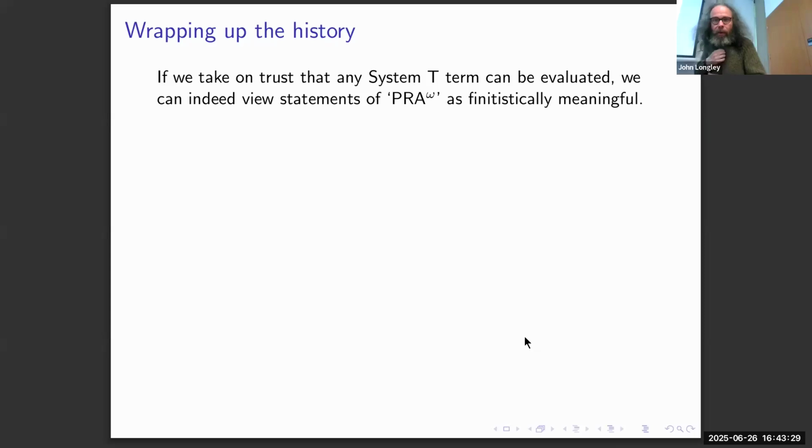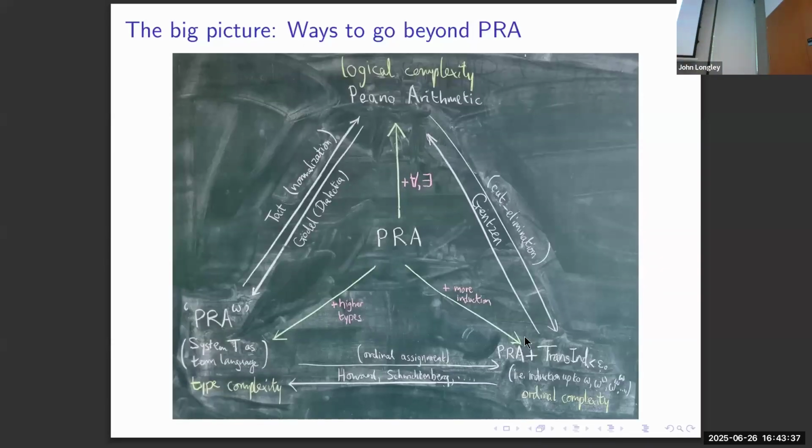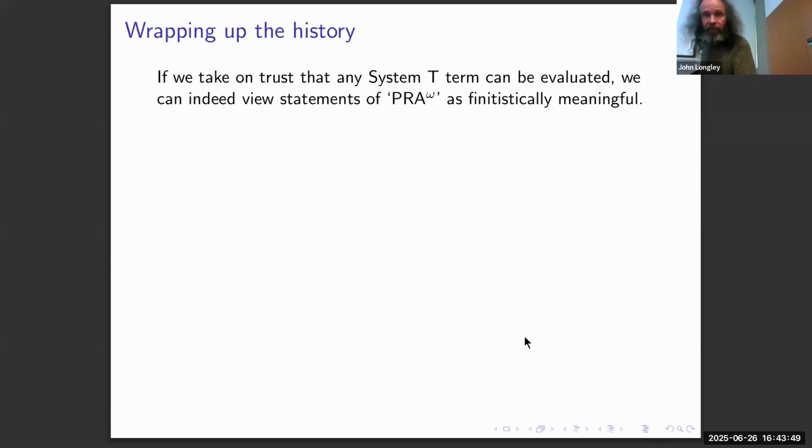Okay. So the idea is these statements of system T, or what's called PRA omega, if you like, have the form of quantifier-free statements. So it's like rather than just choosing numbers as values for variables, you can choose system T terms for values of variables. You can still see them as making predictions. So like we were saying, for any closed instance of this formula, you can compute and you'll get an answer that comes out hopefully right. So we can indeed see statements of this language as in some way finitistically meaningful because they make definite predictions.